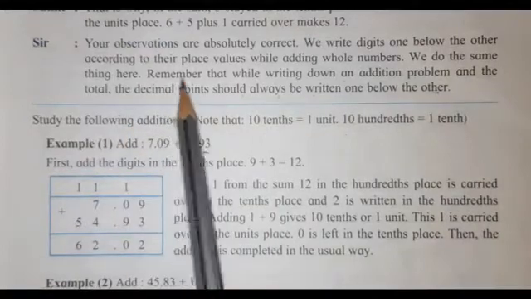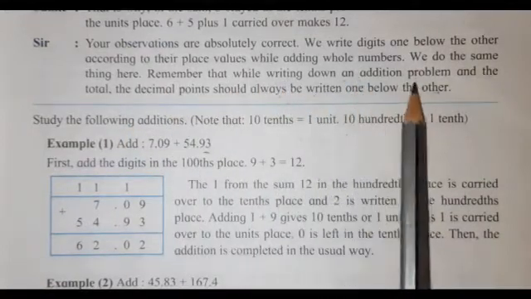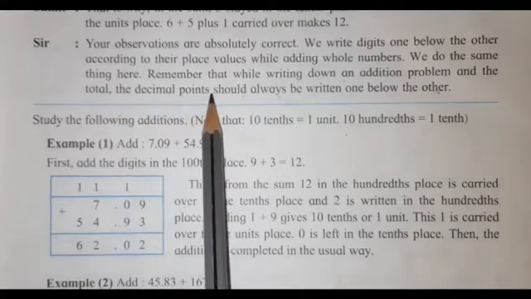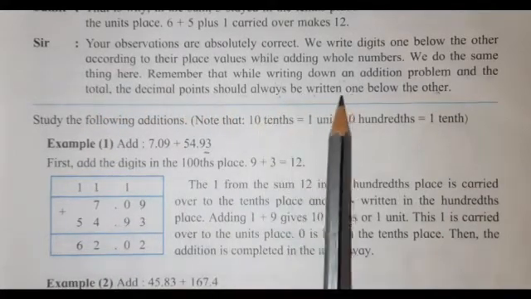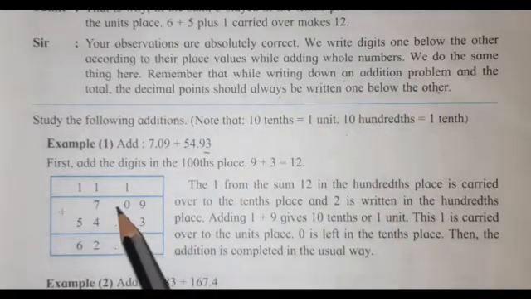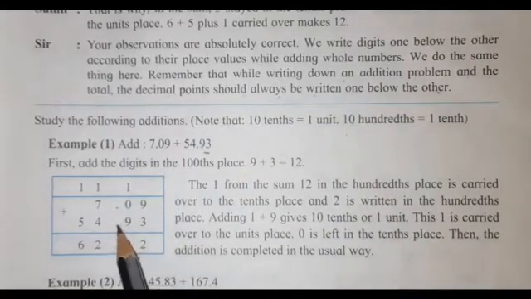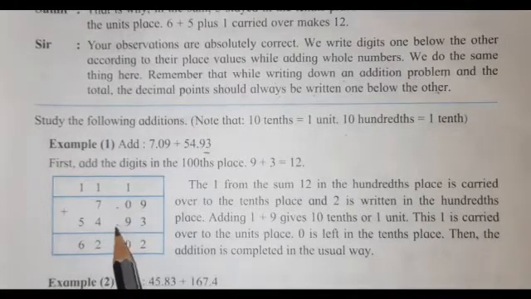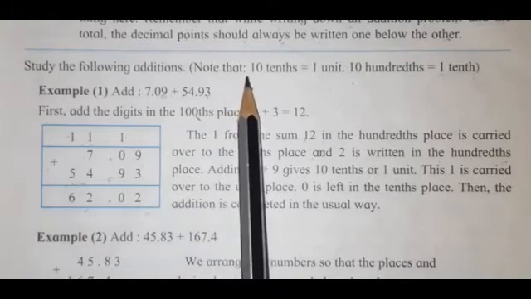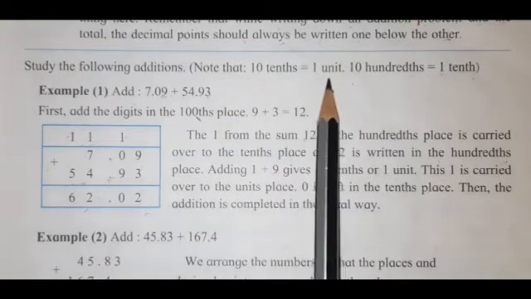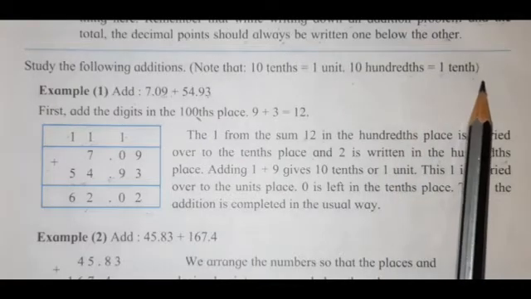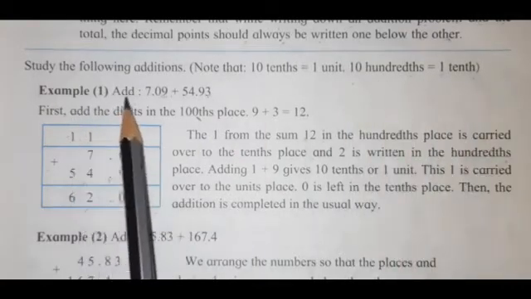Now students, remember that while writing down an addition problem and the total, the decimal points should always be written one below the other. Now study the following additions. Note that 10 tenths is equal to 1 unit and 10 hundredths is equal to 1 tenth. Now see example 1.